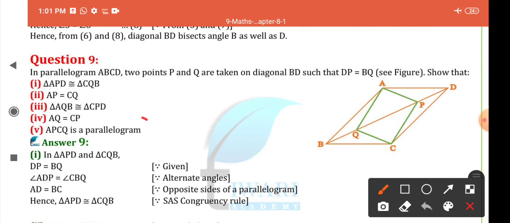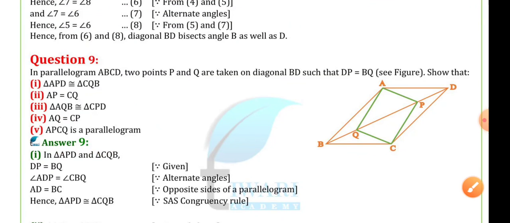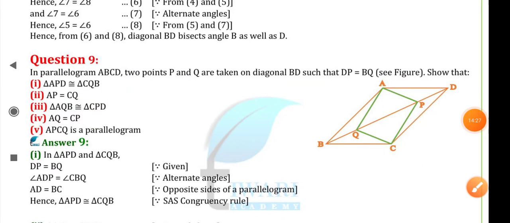You have to prove that APCQ is a parallelogram. Since we know that if you see the second part, this equals this, and if you see the fourth part, AQ equals this. Since opposite sides are equal, we can say that it is a parallelogram.